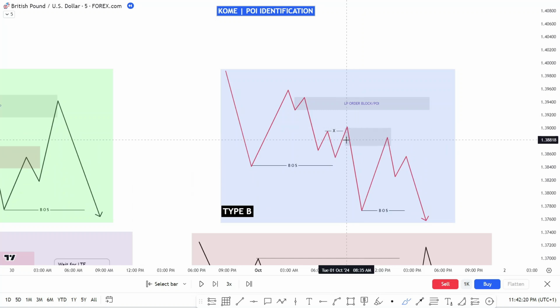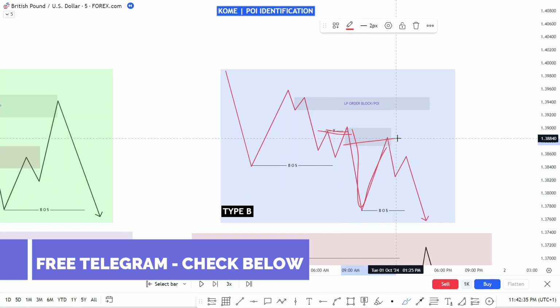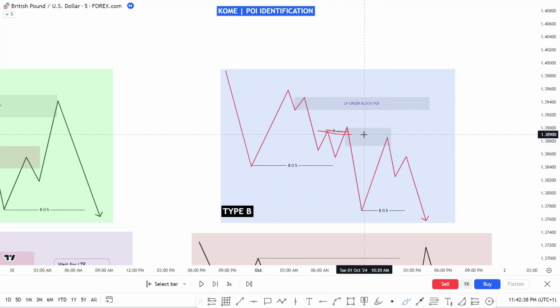Do you understand? Pay attention, rewind and watch what I just said. That's very important. It's key information. When price sweeps liquidity, I repeat, when price sweeps liquidity, we don't need inducement to look for our entry. All we need is a valid point of interest. And in this case, where is our valid point of interest? This becomes our valid point of interest.